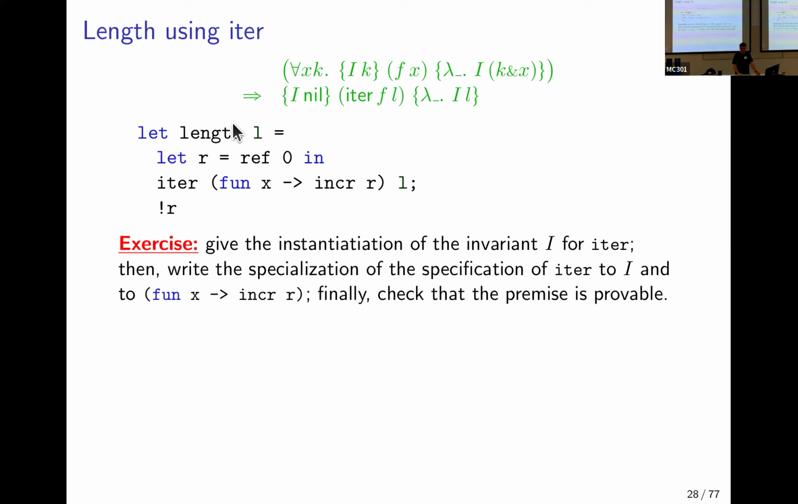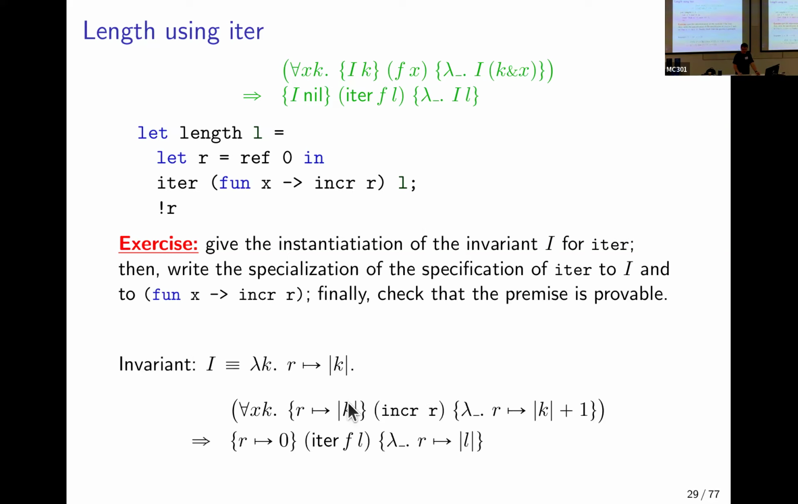So this is an example. You can compute the length function by using a reference and the iter function. The iter does fun x arrow incr r, and you apply it to the list. You need to come up with an invariant I, and not surprisingly, I of some list will be just r points to the length of this list. So you start from r points to 0, and you get to r points to the length of it. And your incr function's specification is usually an instantiation of its specification.